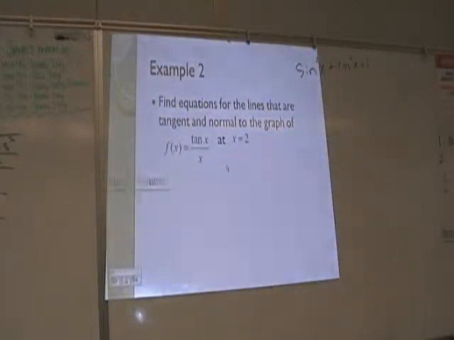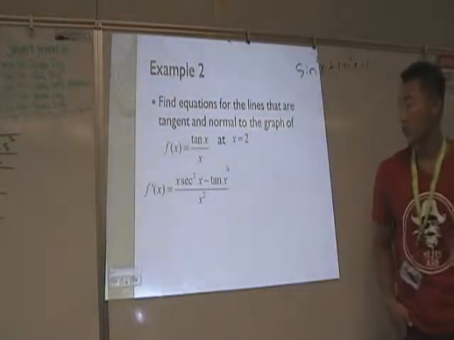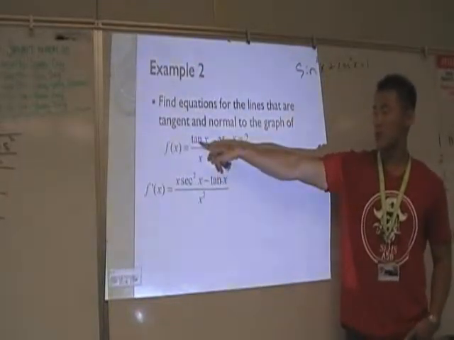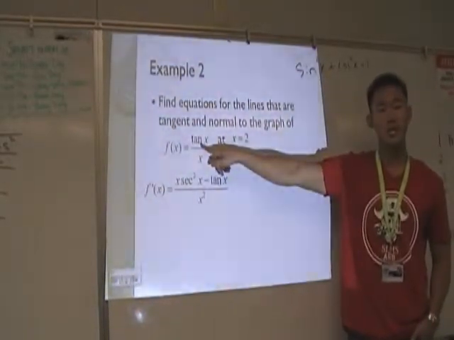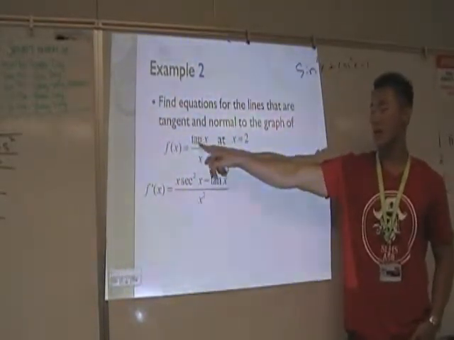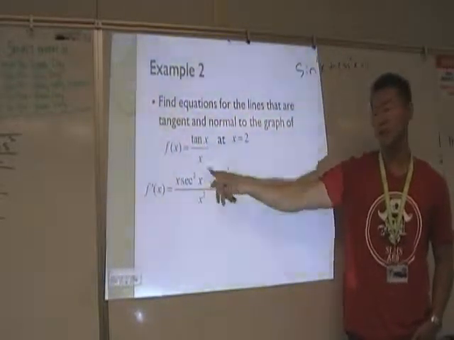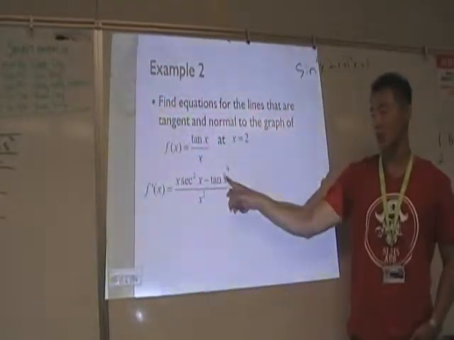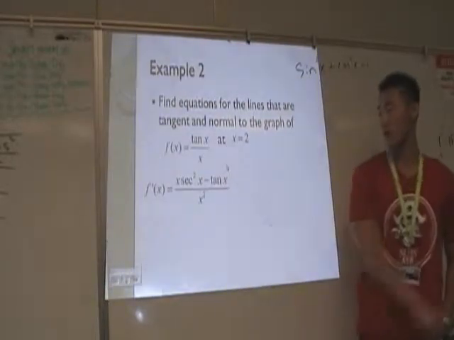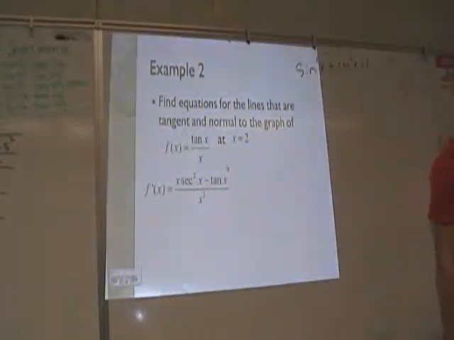Alright, so you do the quotient rule. So low d high: x times the derivative of tangent x, which is secant squared x, minus high d low: tangent x times the derivative of x, which is just 1. That's why there's nothing there except that tangent. All over low squared, so x squared. Any questions there?